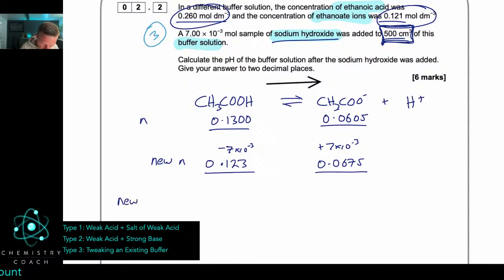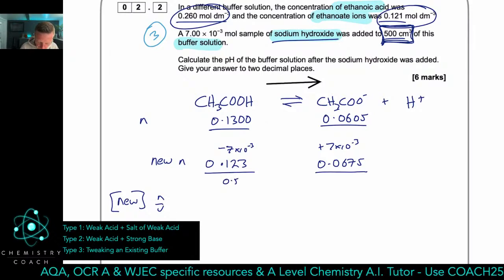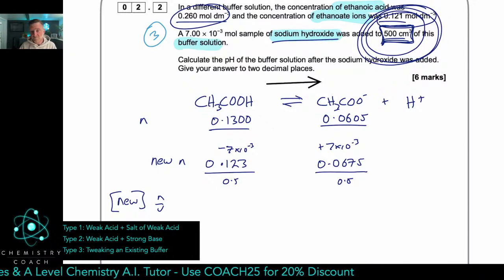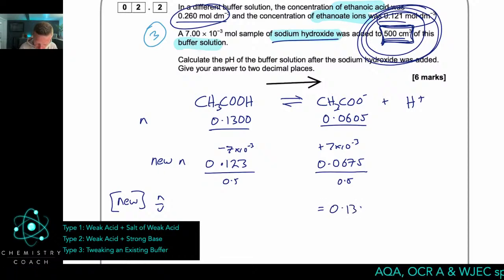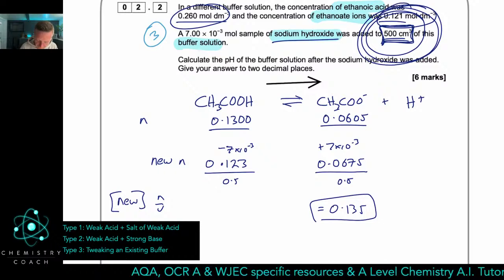So the new concentrations, okay, and obviously concentration is number of moles divided by volume. So I'm dividing each of these by 0.5 because that is our volume, okay? So I'm going to do the one on the right first because it's already in my calculator. So that equals 0.135, the concentration of the weak acid. Notice how it's gone up.